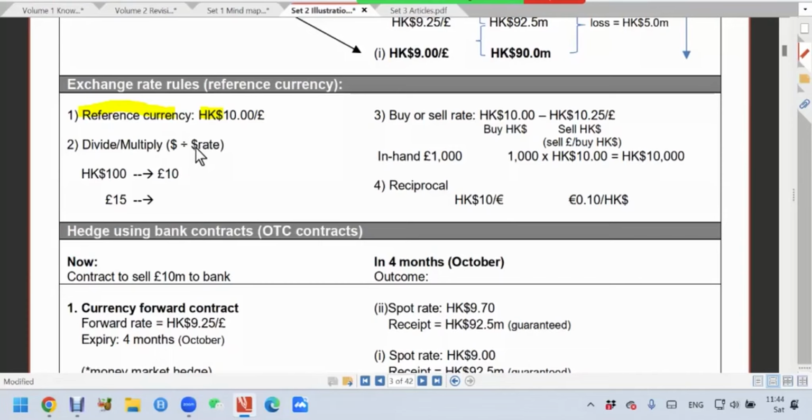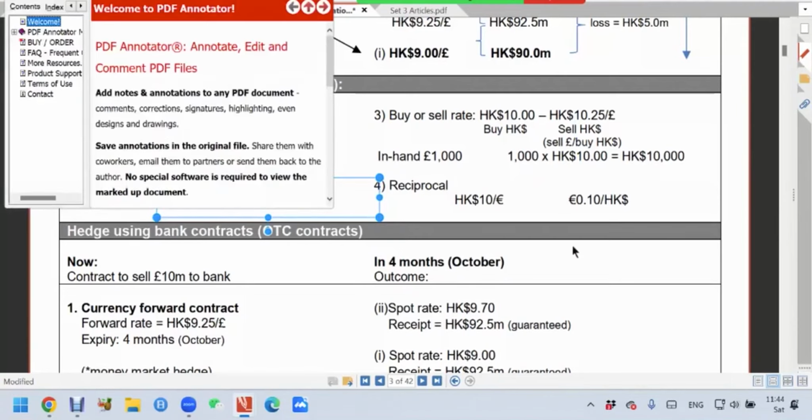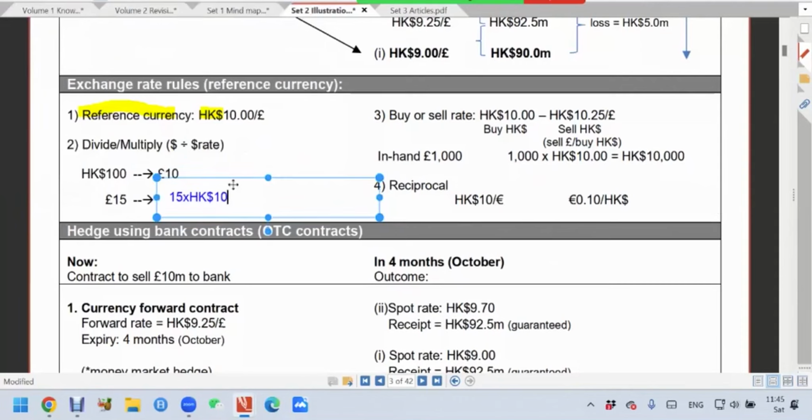What if you want to convert something different from the reference currency? Different from the reference currency, also in pounds: 15 pounds, this one is different. You multiply. You only have to remember one: same, divide; different, multiply. So if it's 15 pounds here, it's different. You just take 15, multiply by the rate, Hong Kong dollar 10. So that will be the answer. Different currency, multiply by the rate. Same currency, divide by the rate. For the second rule, you just have to remember divide. Get it? Okay.